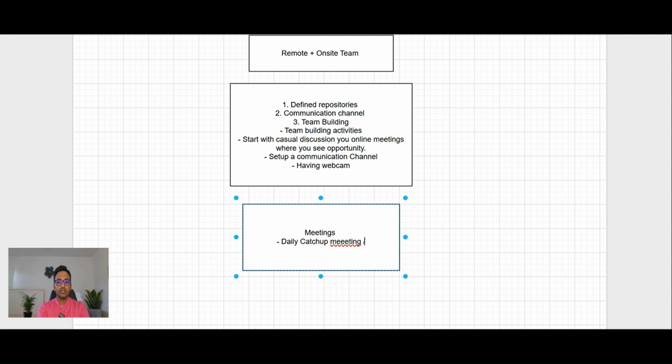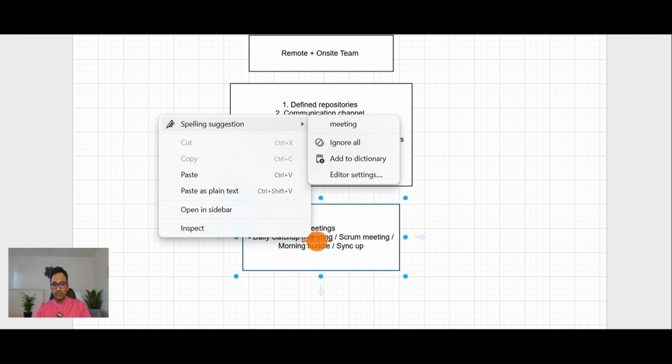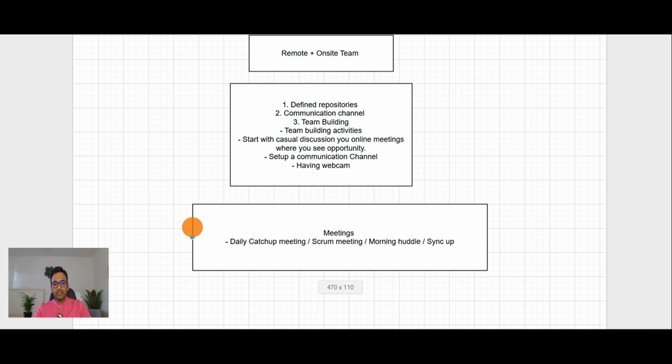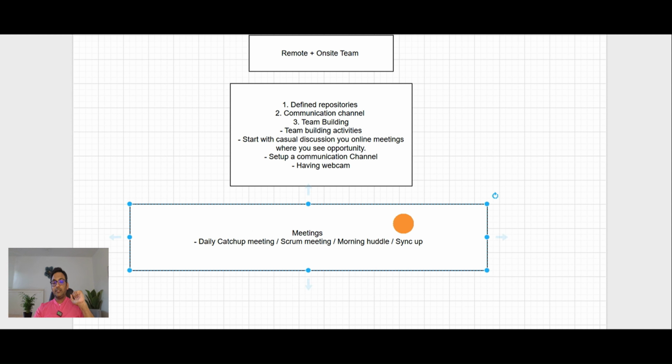Some people call it a Scrum meeting, some call it a morning huddle, or a sync-up. Whatever name suits you best, just make sure you are having a daily catch-up meeting. In addition, if you have an overlapping time when all your remote teams are working, it could be a one or two hour window, utilize that window as best you can. Your daily catch-up and Scrum meeting should be in that overlapping duration. Try to bring your key meetings into that overlapping time.